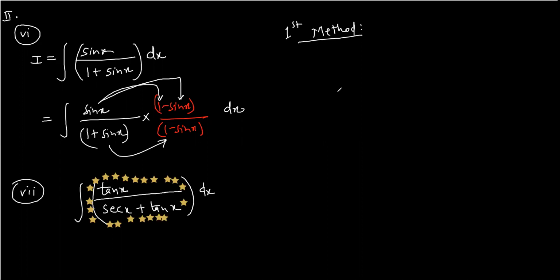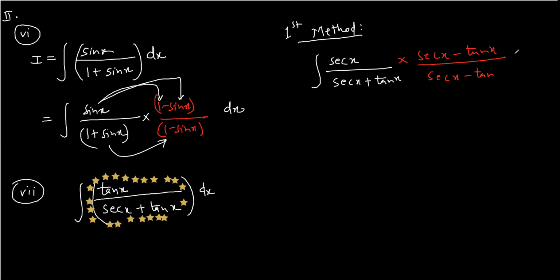The first thing I will do is multiply sec x minus tan x up and down. So sec x upon sec x plus tan x, I multiply sec x minus tan x in the numerator and denominator. When I do this, students, what will happen? Very simple. Listen, the denominator will become sec square x minus tan square x. It is a plus b into a minus b.